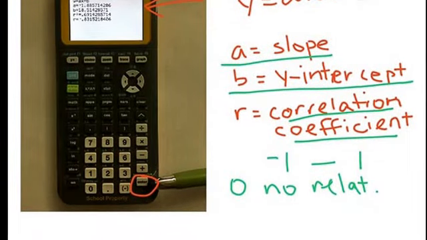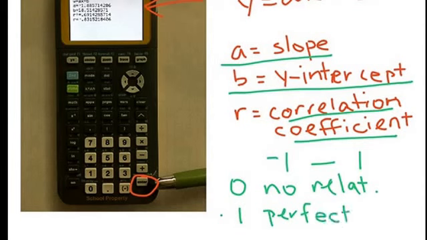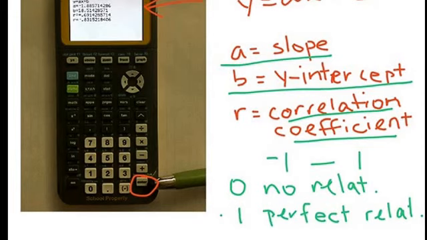And 1 means a perfect correlation or perfect relationship. In other words, every point is on the line and it has a positive slope. -1 would mean that every point is on the line, it has a perfect relationship, but it's a negative slope. So that's what the r means. We're not going to go into the r squared at the moment.